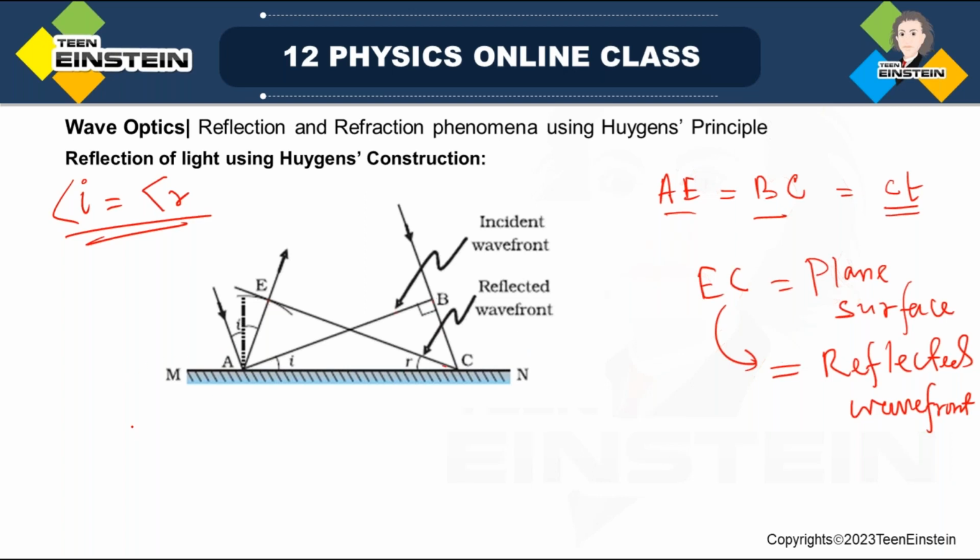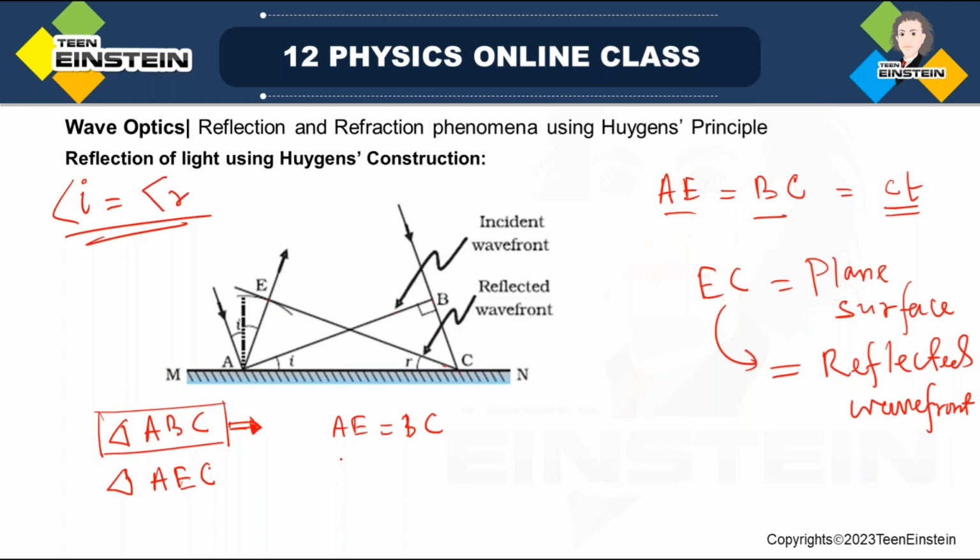Two triangles. One is triangle ABC, and the other is triangle AEC. See, what do we get from these triangles? From here we get BC, and this AE is actually equal to it. What is common? We get AE is equal to BC.